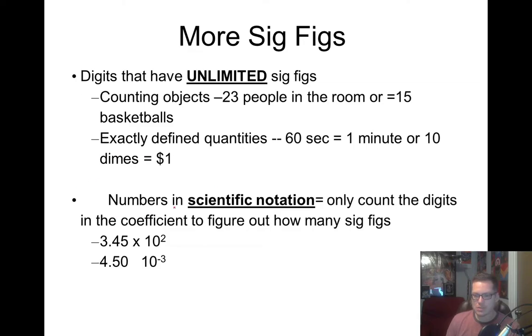And then numbers in scientific notation only count the digits in the coefficient to figure out how many sig figs. Oop, there should be a little times symbol right there. So 4.50 times 10 to the minus 3rd. Anyway, so again, this guy's got 3 sig figs, because we don't care about the exponent at all when we're thinking about sig figs. We just count the numbers in the coefficient. So that's 3.545, 3 sig figs. This is 4.450, so 3 sig figs.